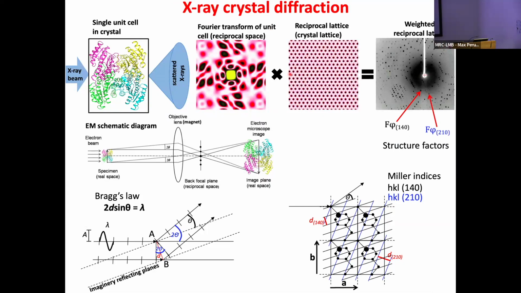We have an intensity or amplitude. Amplitude is just the square root of the intensity. It will have a phase, and it will have these Miller indices for each of the planes we represent, okay? Please remember this about the structure factors.